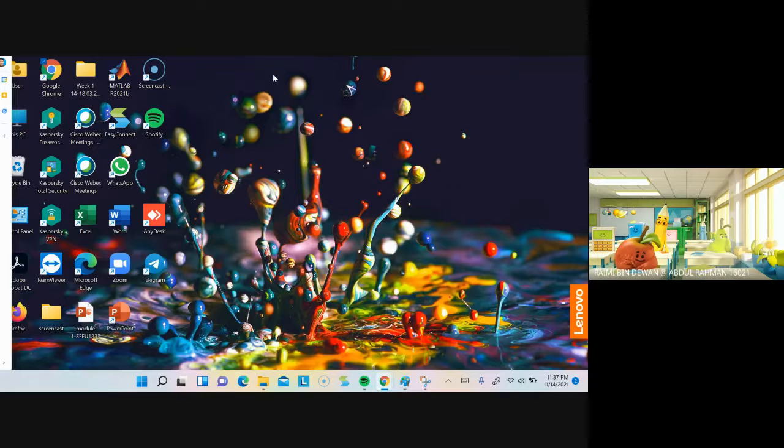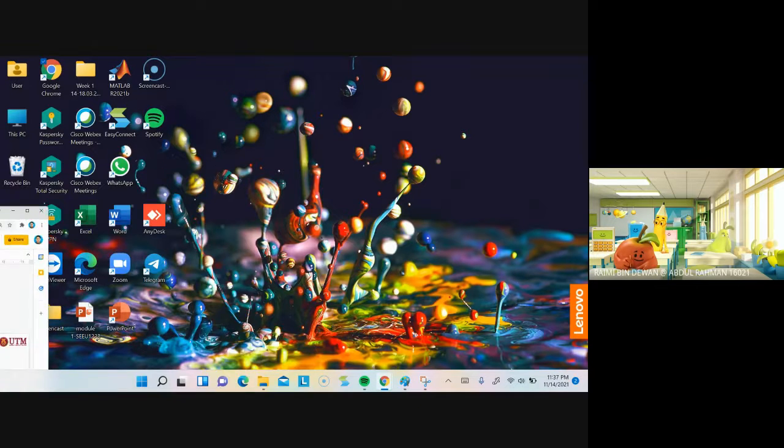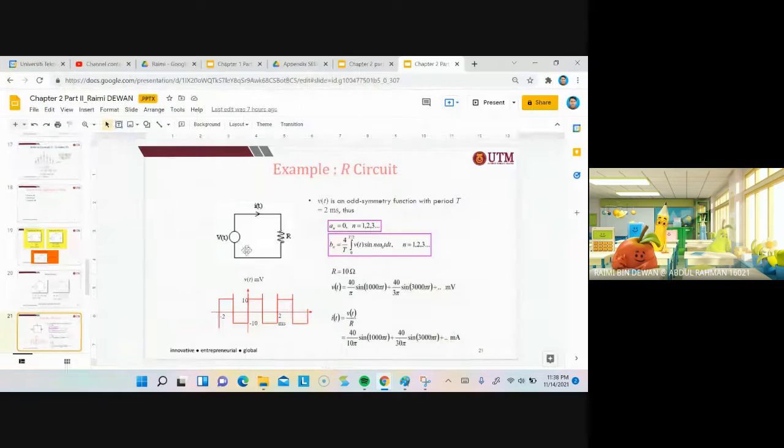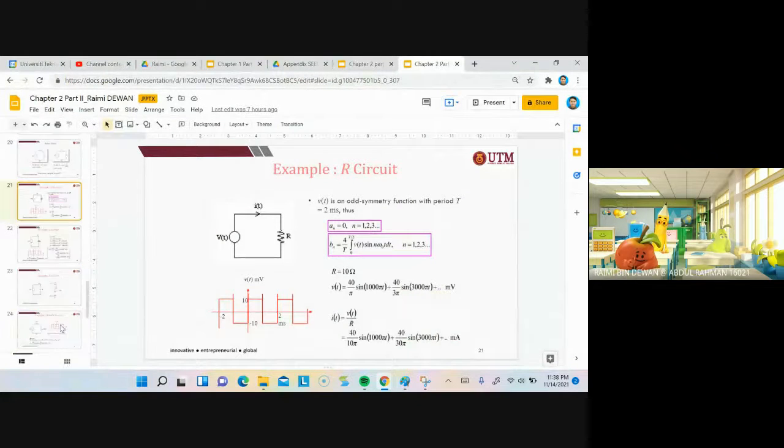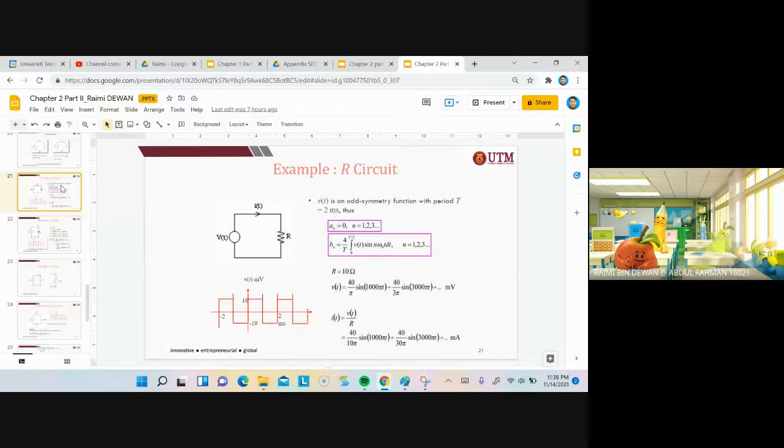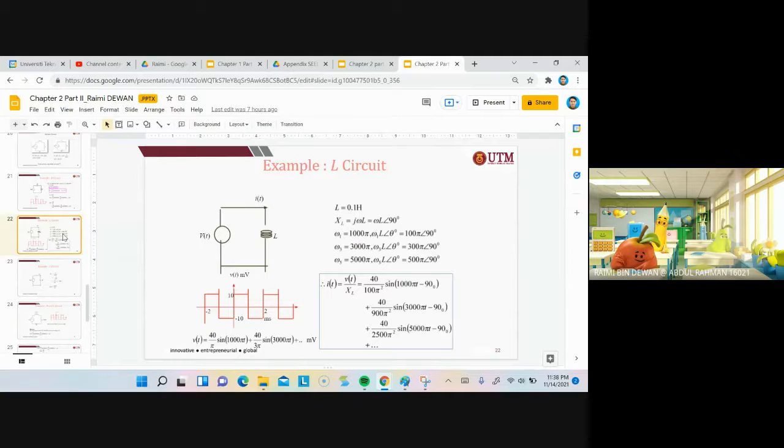So next, what is next? Okay, this one. So we have the example of R circuits, to actually obtain this R. And then you have these L circuits, which are the inductor circuits. So for inductor circuits, you have to know what is the difference with the resistance and capacitance.